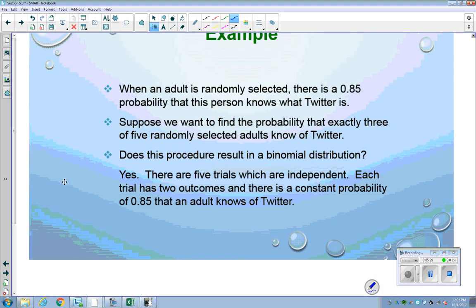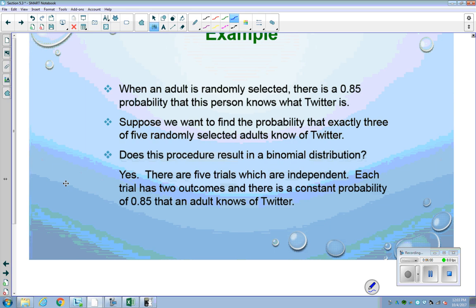Okay, so here's an example. When an adult is randomly selected, there is an 85% probability or 0.85 probability that this person knows what Twitter is. Suppose we want to find the probability that exactly 3 of 5 randomly selected adults know of Twitter. Does this procedure result in a binomial distribution? The answer, of course, is yes.